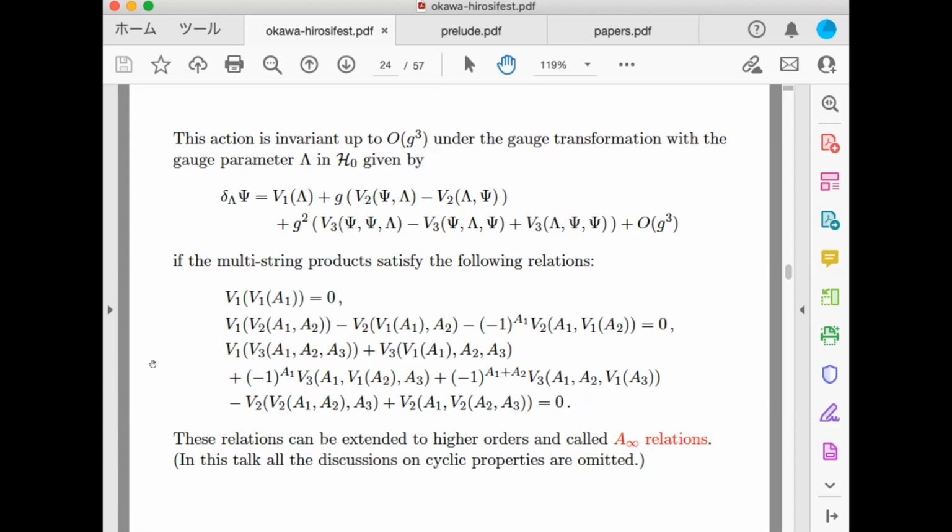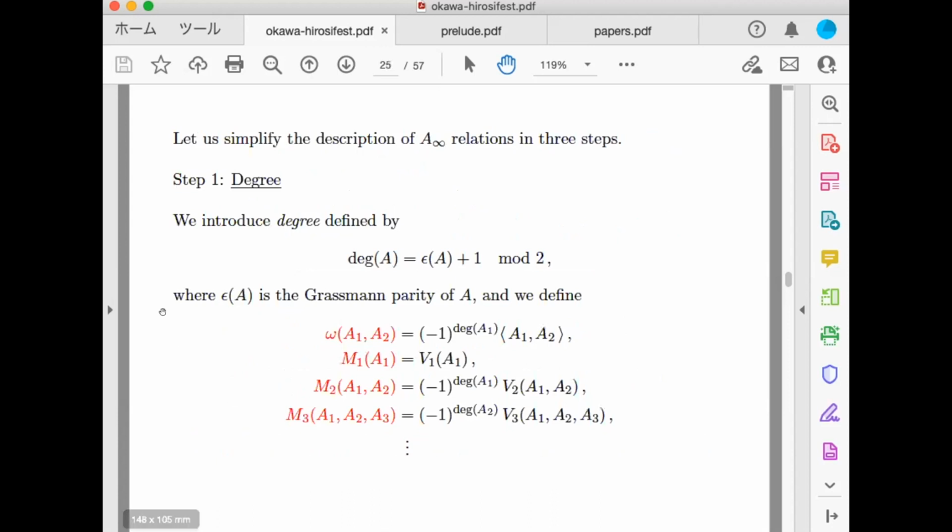So this relation can be extended to higher orders, and they are called the infinity relations. In this talk, I'm not going to talk about the details and so on. But this is rather complicated. So let me try to simplify the description of infinity relations in 3 steps.